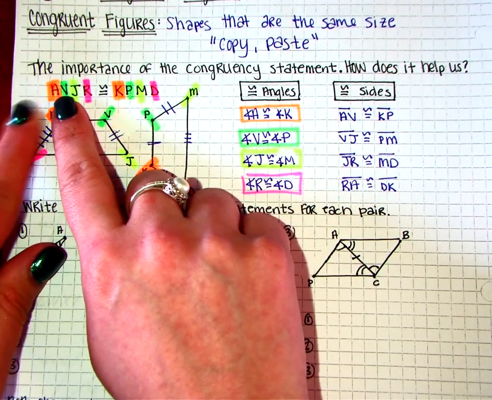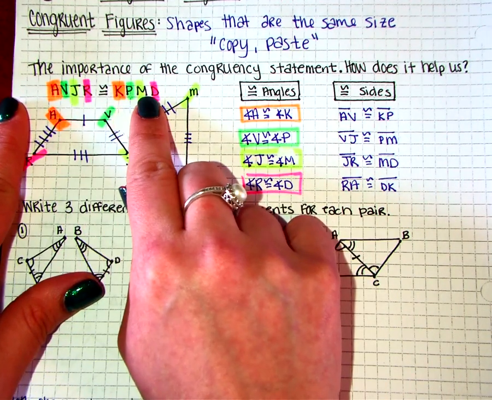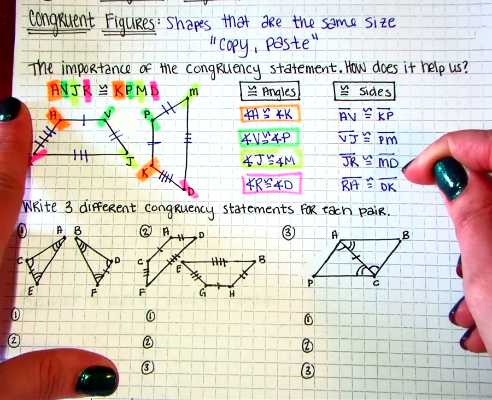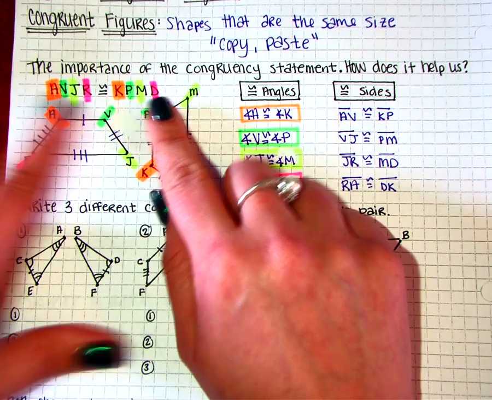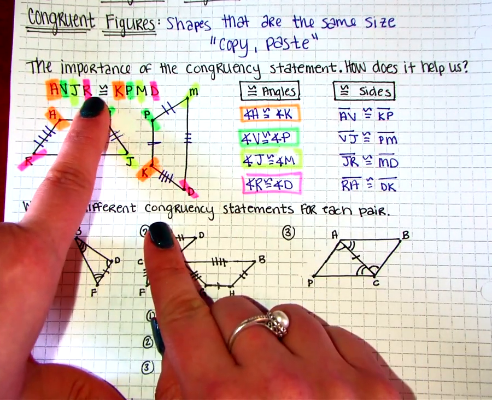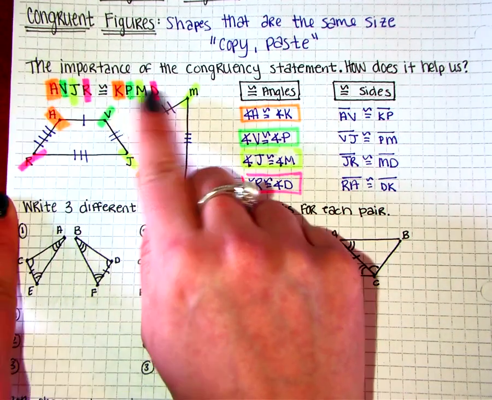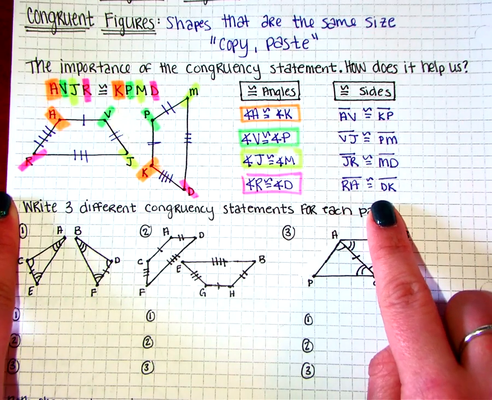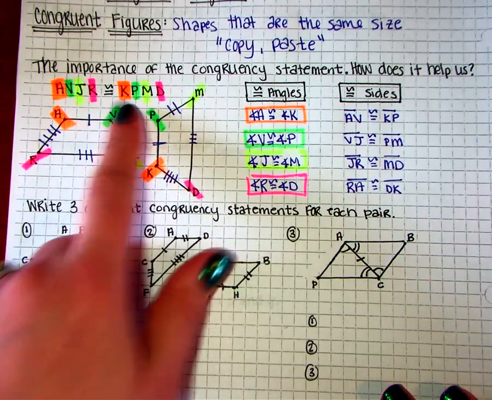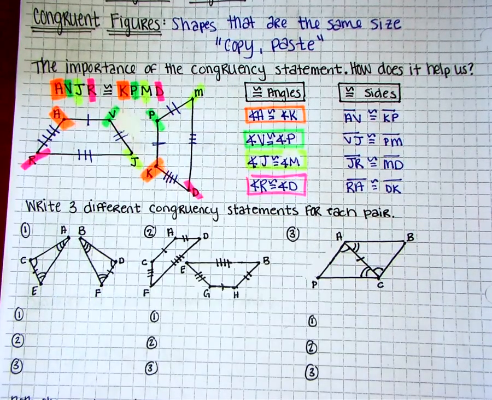So AV is congruent to KP. VJ is congruent to PM. JR is congruent to MD, which is exactly what we've written here. Now, the tricky part is when you just get to the end. So for example, R has nowhere to go, but we haven't matched the last to the first yet. So RA is congruent to DK, which is exactly what we wrote. So remember, the congruency statement is more than just a bunch of jumbled letters. Using single letters, you can find the angles. Using double letters, you find the segment name.